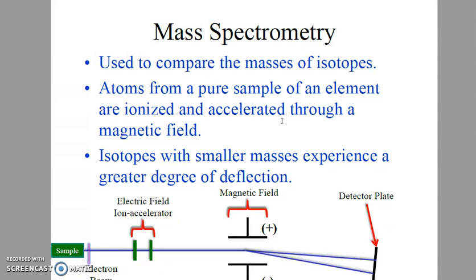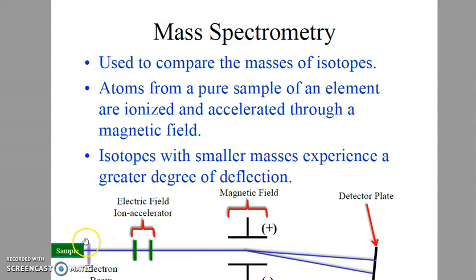We use a process called mass spectrometry. This is used to compare the masses of different isotopes. It takes atoms from a pure sample of an element. So this sample would contain only that element, but it would have different isotopes in it. That sample is then ionized and pushed through a magnetic field.